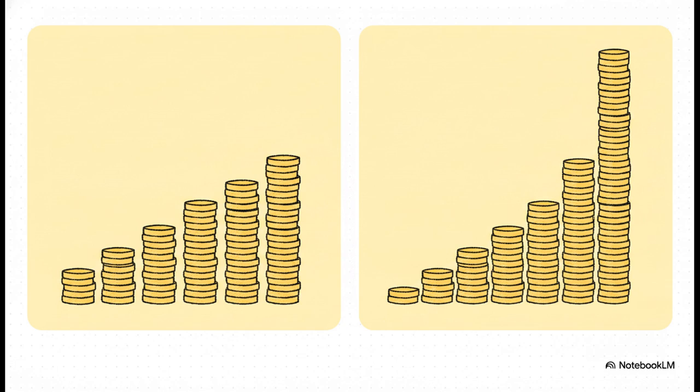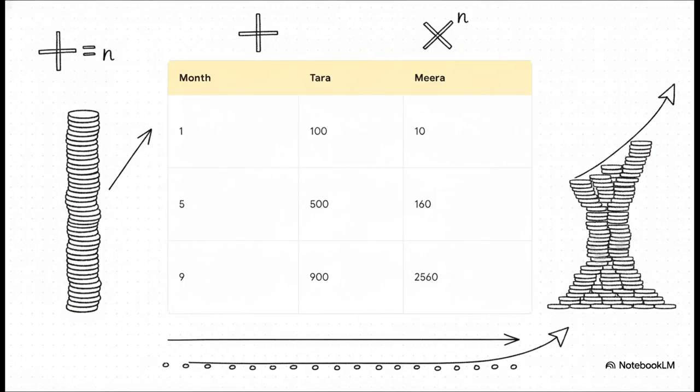Mira, however, asked for this. Give me just 10 gold coins in the first month, and every month simply double the amount of the previous month. At first glance, Tara seems much smarter, doesn't she? In month 1, she gets 100 coins, while Mira only gets 10. By month 5, Tara earns 500 coins, while Mira has grown to 160, still less. But look closely at month 9. Mira's salary has grown exponentially to 2,560 coins, completely overtaking Tara's steady 900 coins.